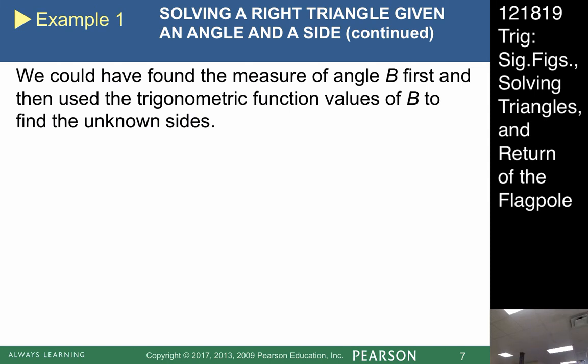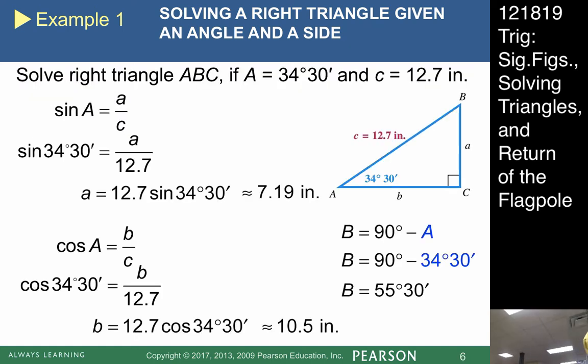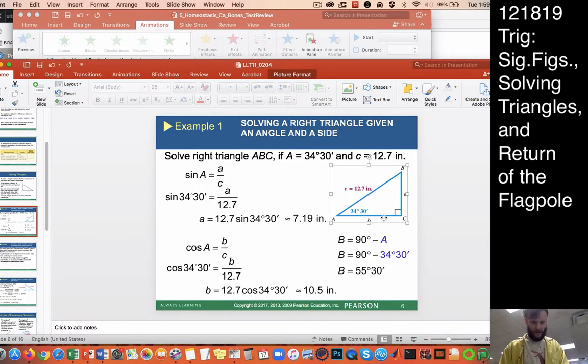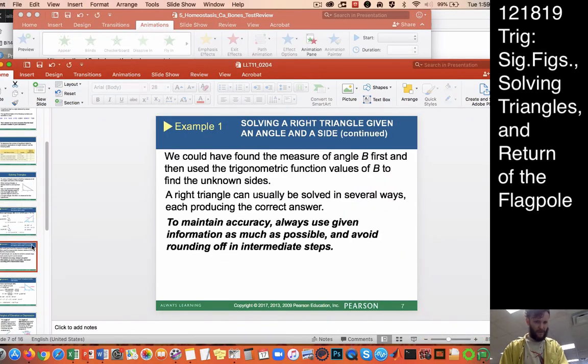Yeah, there are other ways we could have done it. I should have asked you that. But you could have found the measure of B first and gone off ratios of that, the sine or the cosine of B. Can you go back to the drawing? Yep. You could have done the cosine.